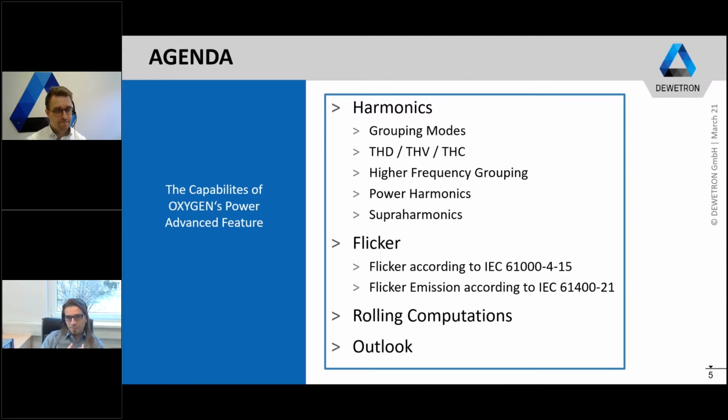The second major feature inside the Oxygen Power Advanced feature is the flicker calculation. On the one hand side, the so-called voltage flicker evaluation and calculation according to the IEC 61415 standard, and secondly, the current flicker emission according to the IEC 61400-21. We will have a look inside the calculation and into the channels which are output and automatically determined by Oxygen. Finally, we will quickly have a look inside the so-called rolling computations and the sense behind that. And at the very end, we will have a quick and short outlook what new features regarding the power calculations will be inside the next Oxygen 5.5 release by the end of March.